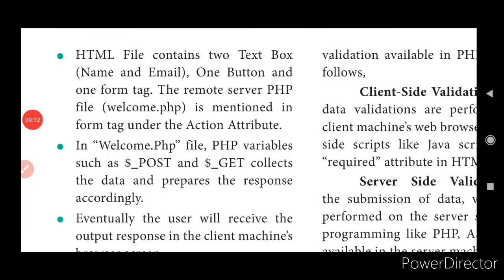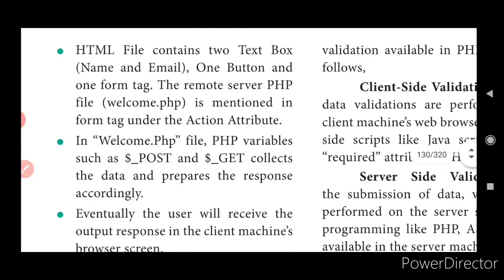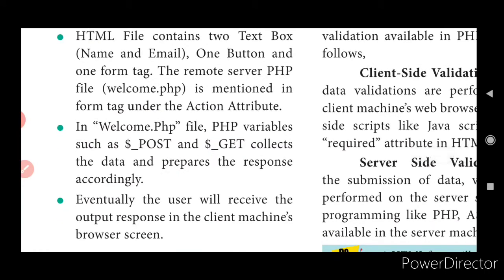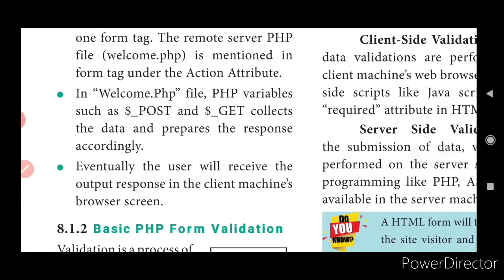Just have a look here at the explanation they have written for the program. The HTML file contains two text boxes, name and email, one button, and one form tag. The remote server PHP is mentioned in the form tag under the action attribute. It is going to be a post attribute, right? In welcome.php, a variable such as post and get collects the data and prepares the response accordingly. Eventually, the user will receive the output response on the client's machine browser screen.